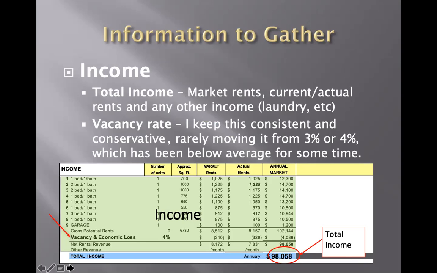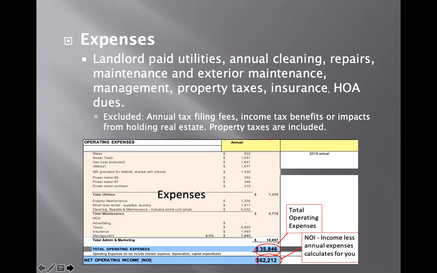The vacancy rate is a number, like several numbers in here, that I like to keep consistent and conservative. Rarely do I move it from 3 or 4%, which has been below the actual vacancy rate in this area for some time. With recent economic uncertainties, I bumped it up to 4% to add a little bit of a more conservative nature, but I still run it at 3%. In any event, I don't change it much, and I keep it consistent. We glean our annual income, and then we move into expenses.